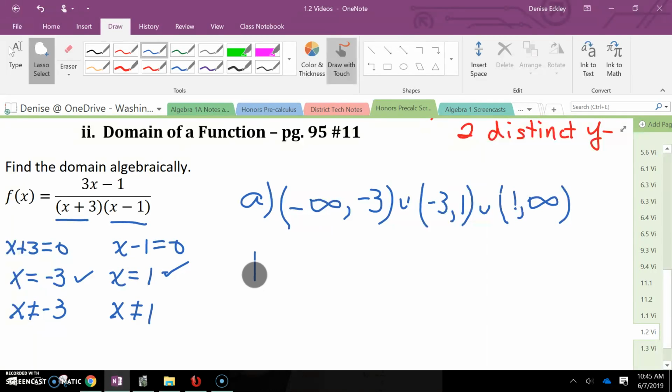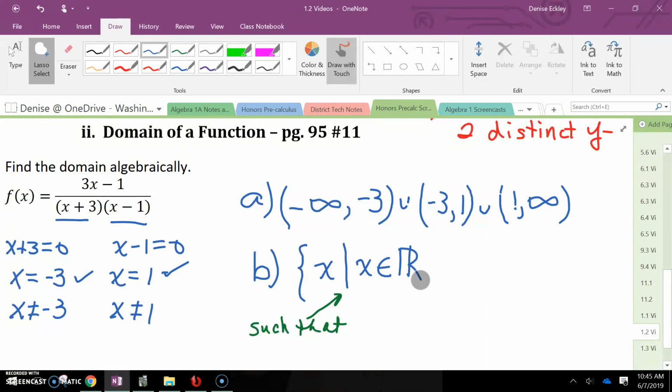Now, to write it in set builder notation, here's what all the symbols mean. So you use a curly bracket. You write what you're defining. So we're defining x, and we use a straight line here. That means such that. So I'll write that underneath. So that means such that. So here's how we're defining it. Such that x belongs to the real numbers.